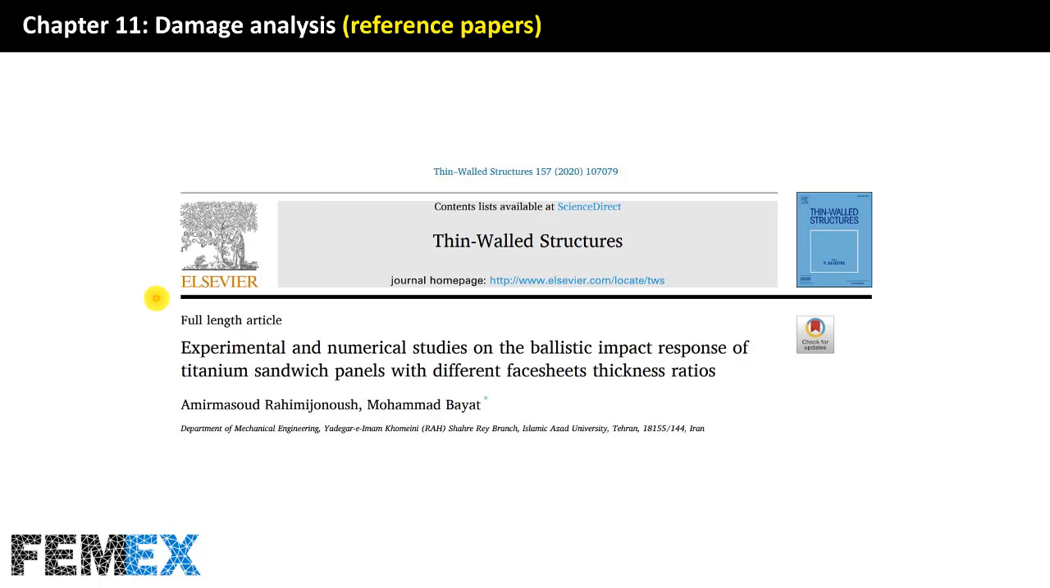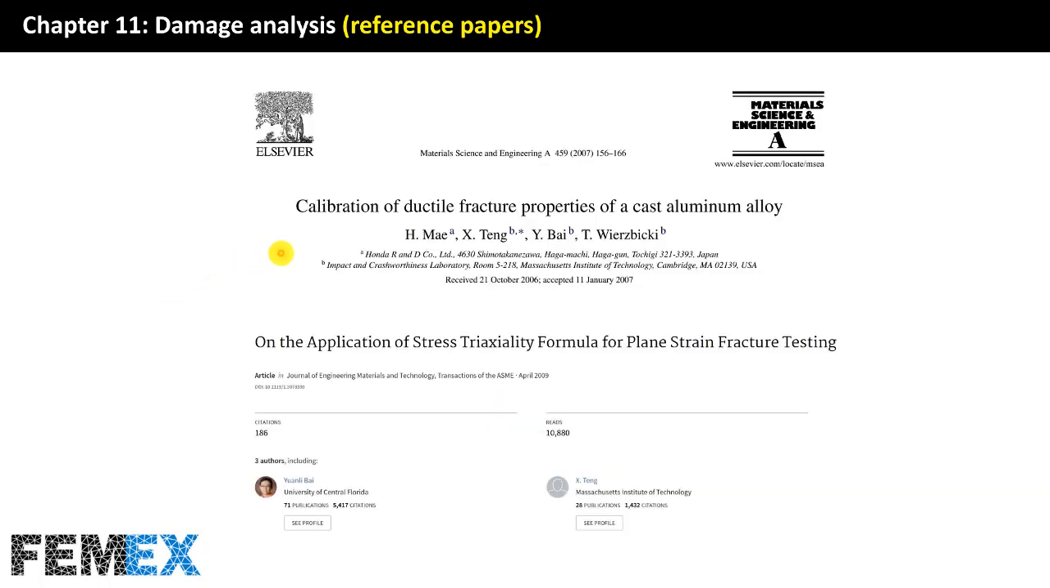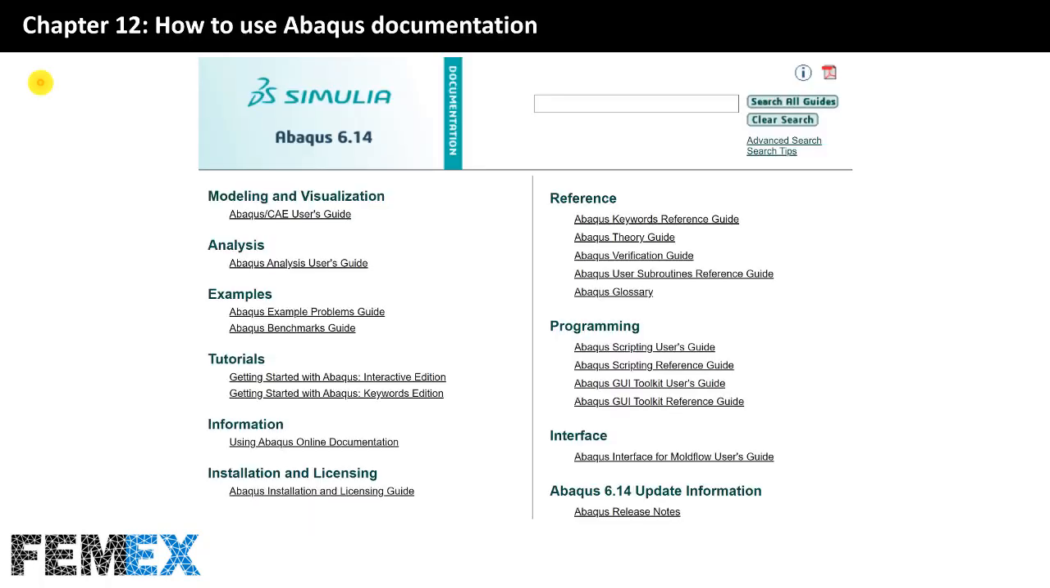It's about experimental and numerical studies on the ballistic impact response of titanium sandwich panels with different face sheets thickness ratios. And here you can see the second reference paper of this chapter. It's about calibration of ductile fracture properties of a cast aluminum alloy. And this is the third reference paper for this chapter. It's about the application of stress triaxiality formula for plane strain fracture testing. Chapter 12 is about how to use Abaqus documentation.